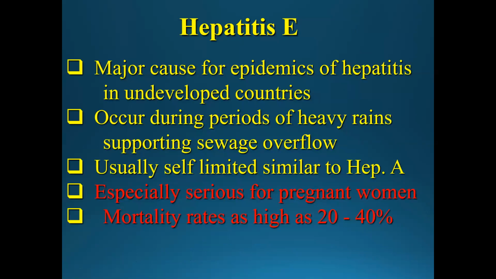Now hepatitis E. Hepatitis E is similar in many ways to hepatitis A, similar in the way that it is transmitted. It is waterborne and spread by the fecal-oral route. In some countries like India, it is more common than hepatitis A, usually happening during periods of heavy rains, such as monsoons, which result in sewage overflow. Again, keep in mind the fecal-oral route.